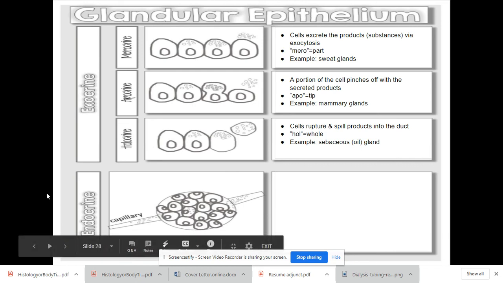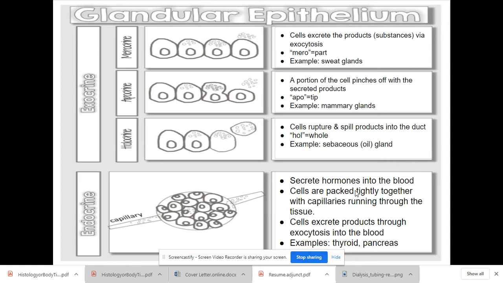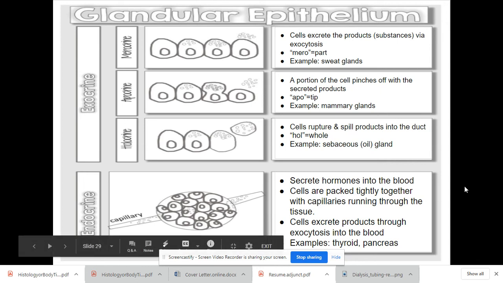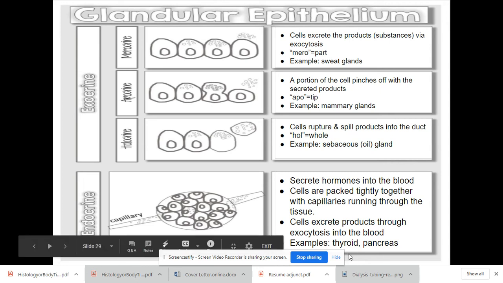The other kind of gland is called an endocrine gland, and we will study those in detail in another mission. But these secrete hormone into the blood, and the cells are packed tightly together with capillaries running through the tissue so that those hormones can get into the blood. And just a few examples, thyroid and pancreas.